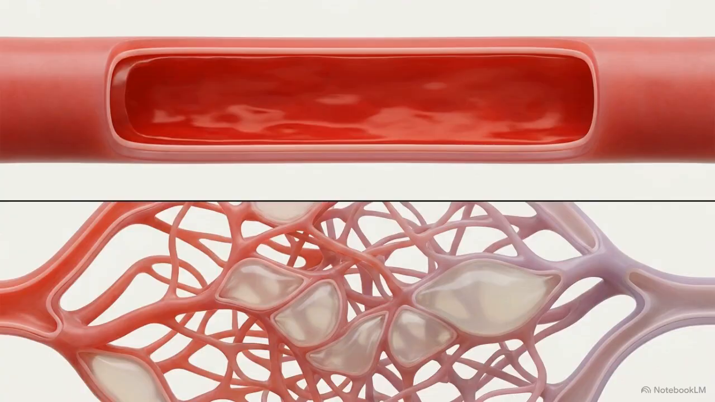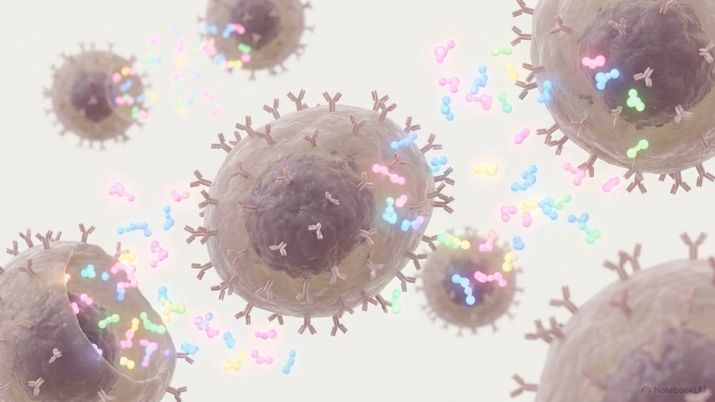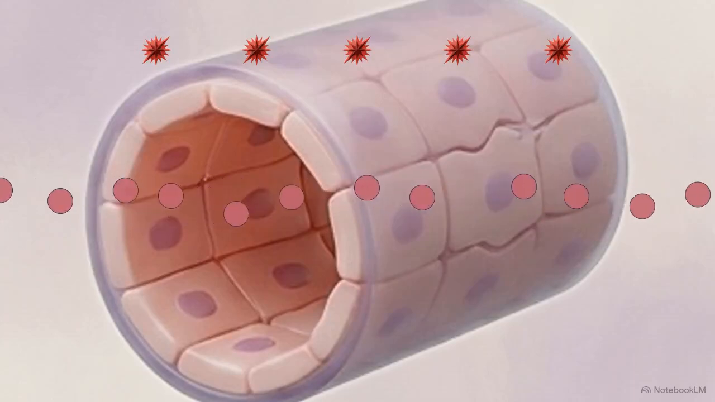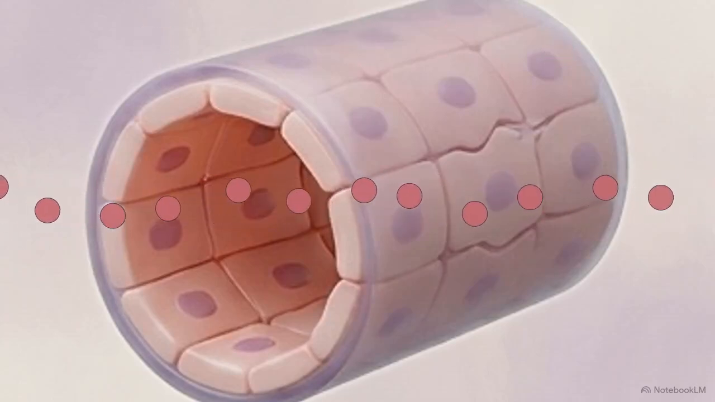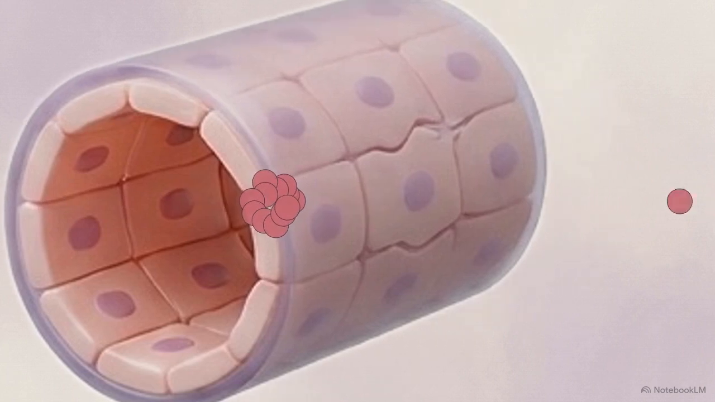The second mechanism is distributive shock. In this state, oxygen delivery might appear adequate, but the local distribution of blood flow is profoundly dysregulated. We see this failure in septic shock, caused by microbial invasion, and in anaphylactic shock, triggered by severe allergic reactions. To understand this, look at the vascular endothelium. In septic shock, cytokines tear gaps in this lining, leaking plasma and triggering intravascular coagulation that blocks flow.